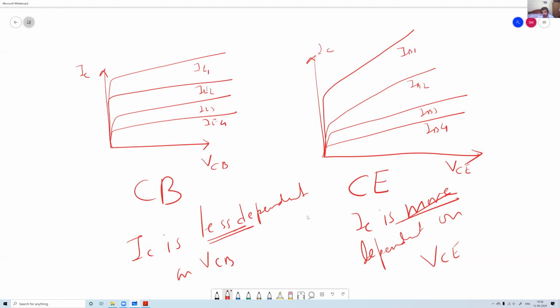Common emitter has both voltage gain and current gain. Yes, but so what? I'm not talking about amplifiers here. I'm talking about diode and transistor characteristics. Amplifiers I have not taught you. Amplifiers will be taught in the 4th semester. There's a paper on analog circuits. Their amplifiers will be covered.